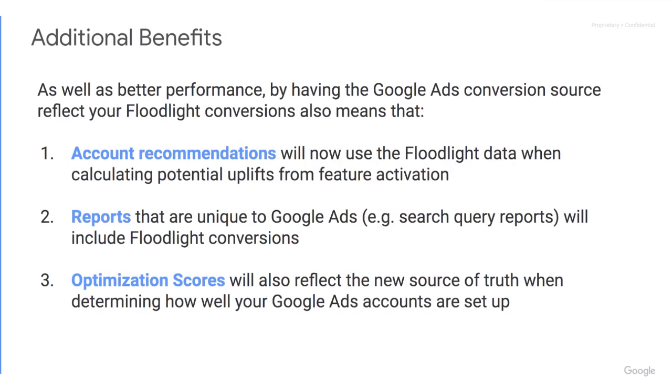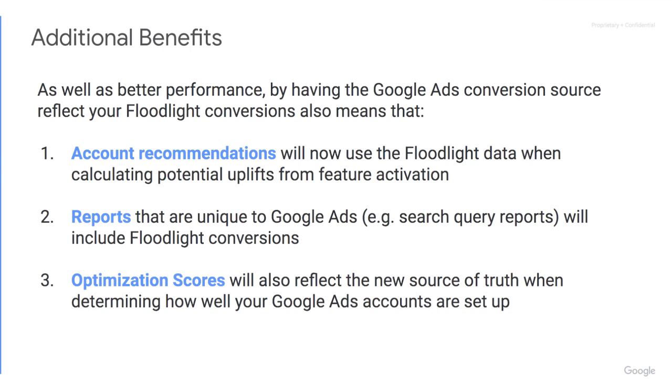Some additional benefits which can be really powerful for your everyday optimizations are account recommendations. Today, account recommendations uses Google Ads conversion tracking, which might not be the source of truth for your conversion data. With auction time bidding, you'll be transporting all the floodlight data to Google Ads, and it'll calculate the uplift based on the real conversion source for your account.